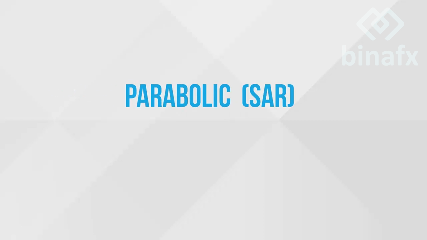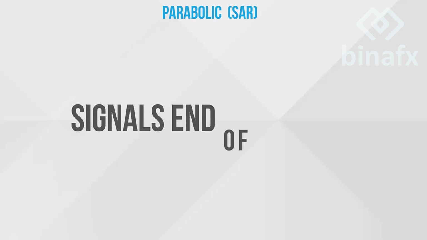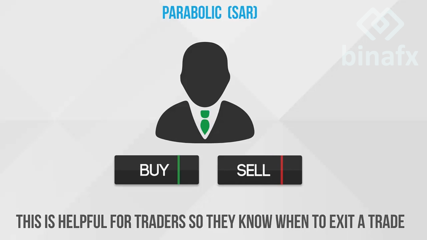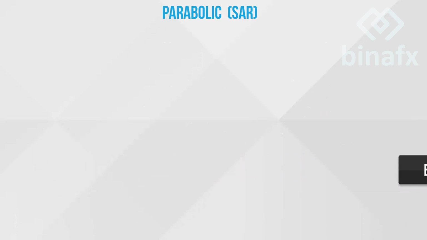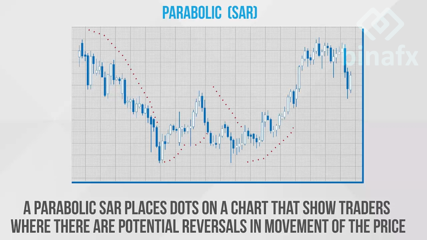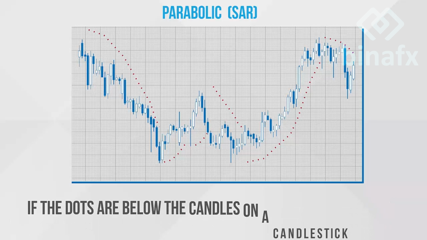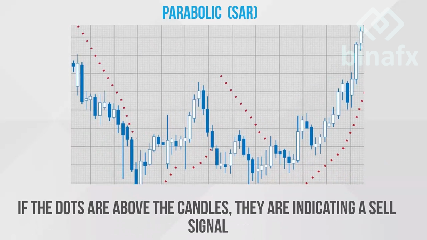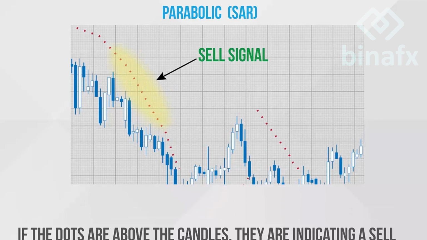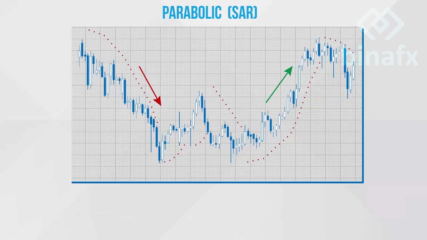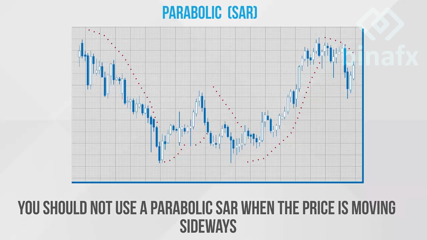Parabolic Stop and Reversal, SAR. This indicator signals the end of a trend rather than the beginning of one. This is helpful for traders so they know when to exit a trade. A parabolic SAR places dots on a chart that show traders where there are potential reversals in movement of the price. If the dots are below the candles on a candlestick chart, they are indicating a buy signal. If the dots are above the candles, they are indicating a sell signal. This indicator works best in markets that are trending either upward or downward. You should not use a parabolic SAR when the price is moving sideways.